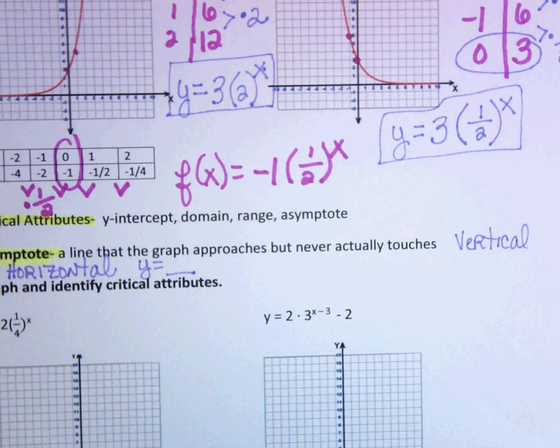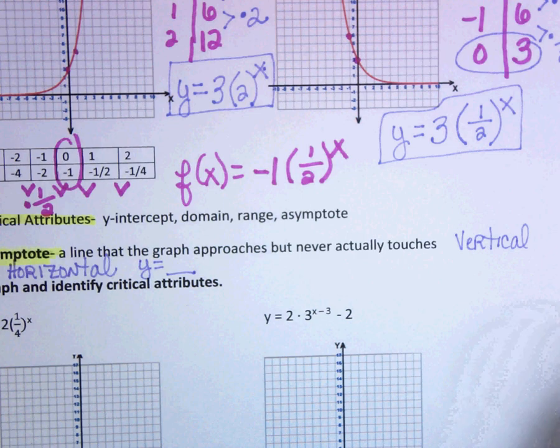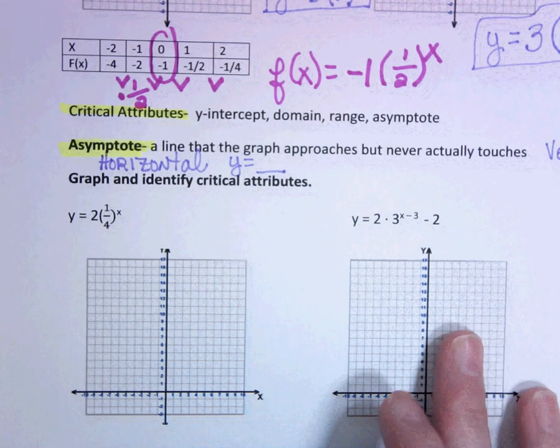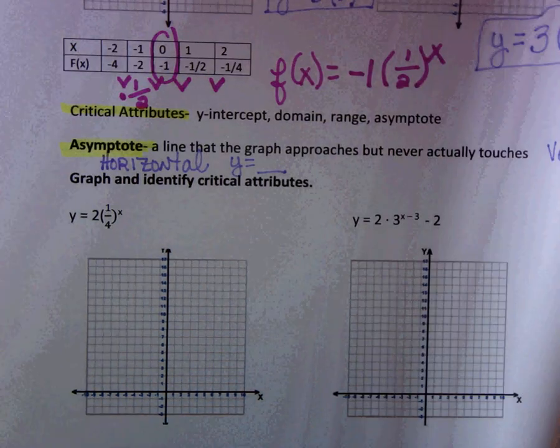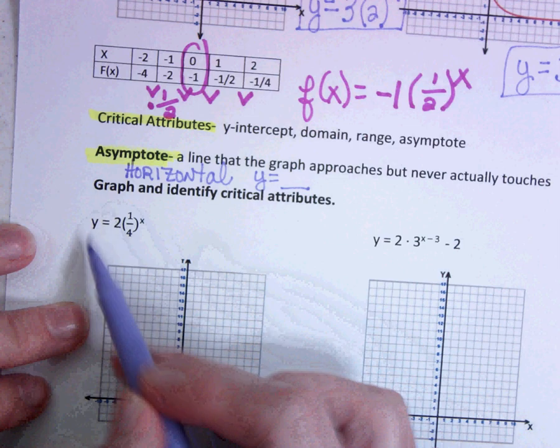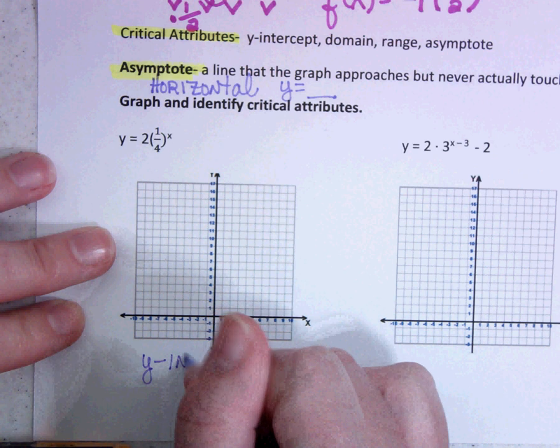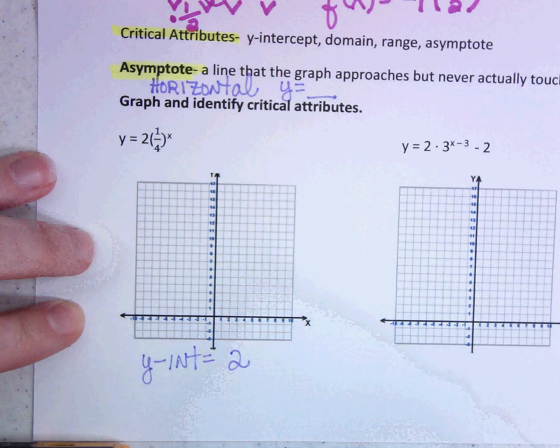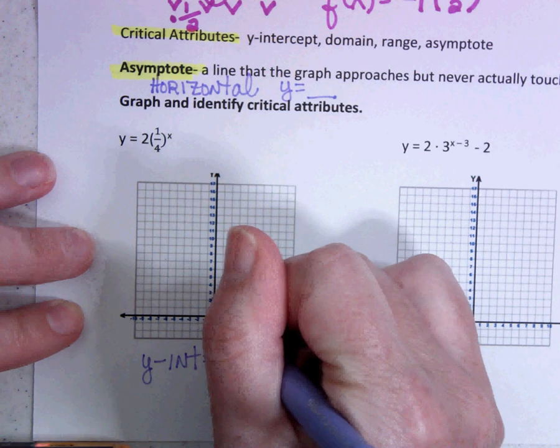Now, in order to graph an exponential function, really all we're going to do is make a table of values. We're going to use our calculator. You don't have to have a calculator to do this. Remember, Desmos is a great option, but you don't have to do that either. Okay, so I'm clearing my graph. We should be able to tell right from the equation that our y-intercept is 2, right? So I'm going to put a point at 0, 2.